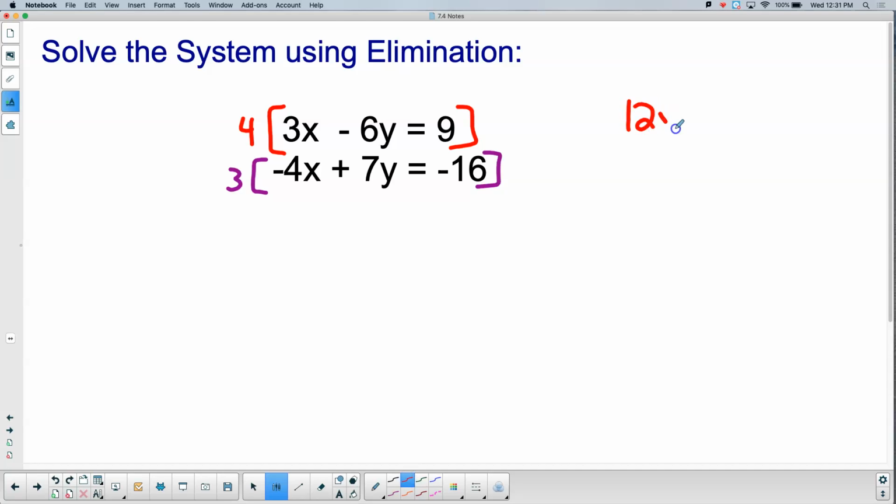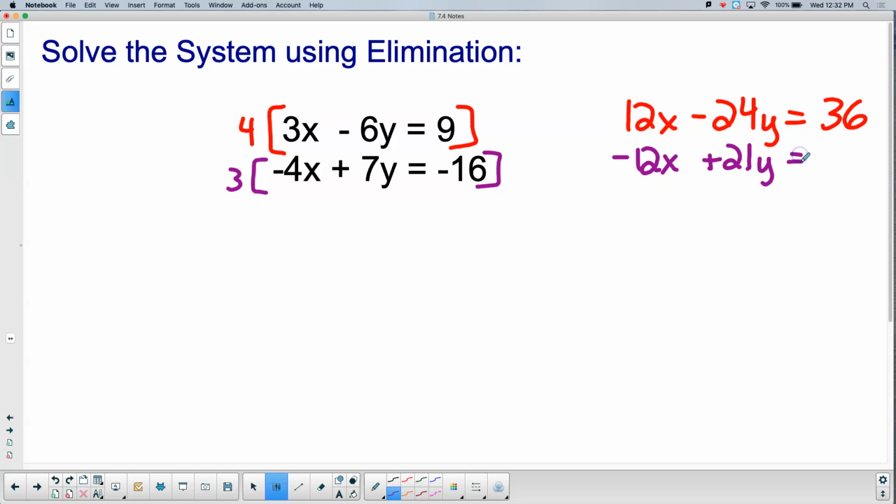12x minus 24y equals 36. And that gives me -12x plus 21y equals -48.